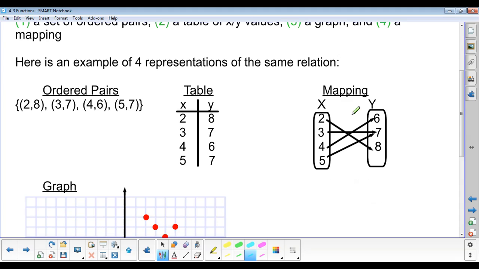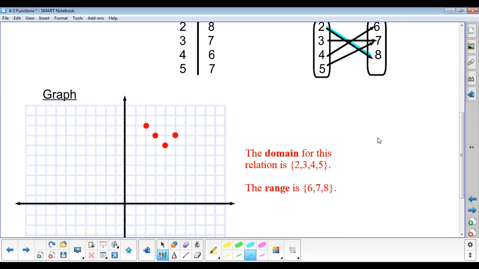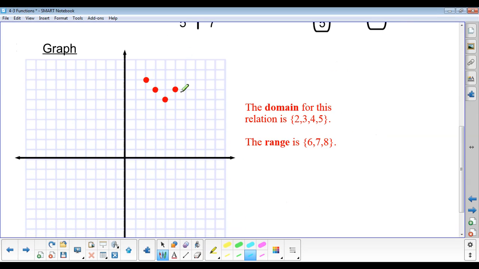In a map, our x values are in the first bubble, our y values are in our second bubble, and we see that the arrows point from the input, the x value, to the corresponding output or y value. So our point (2, 8) is represented by a 2 and then an arrow going to 8. Notice if values are repeated, it just has multiple arrows going to the same number. And on a graph, the ordered pairs are plotted.